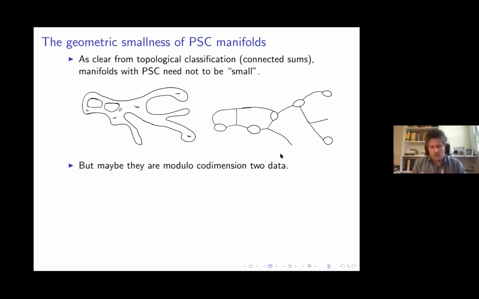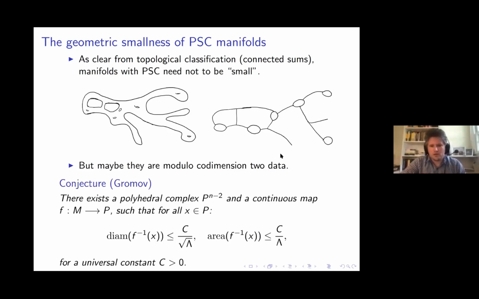So you put these two things together, the codimension 2 and these constructions, and there is this very clear question of Gromov, which is that if you give me a manifold with positive scalar curvature, then there must exist a polyhedral complex of codimension 2 and a continuous map from the manifold to that complex, such that the preimage of every point in the complex has bounded diameter and bounded area. So this question is what I mean by codimension 2 smallness.